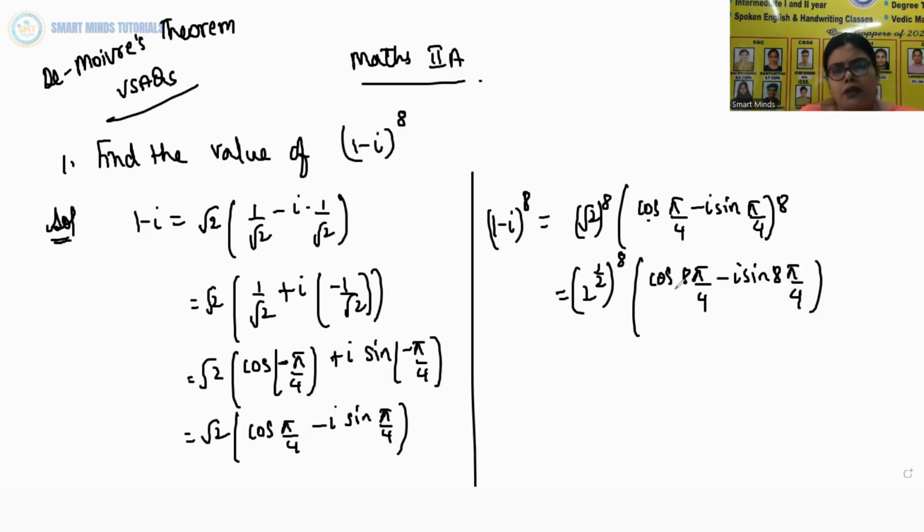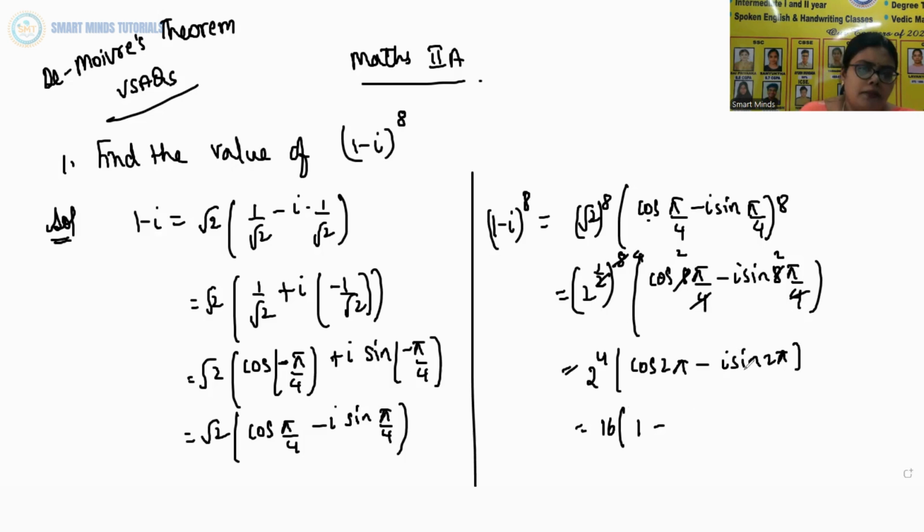We are applying De Moivre's theorem. 4 ones are 4, 2 ones are 2, 2 fours are 8. So this is 2 power 4 into cos 2 pi minus i sin 2 pi. So 2 power 4 is 16, cos 2 pi is 1, minus i into sin 2 pi is 0. So the answer is 16.